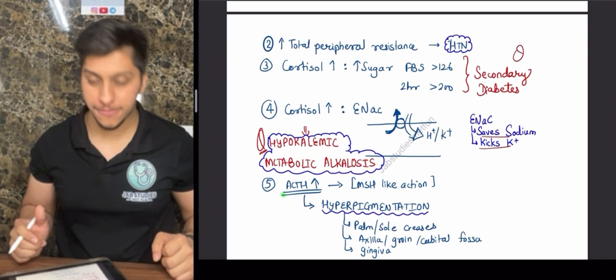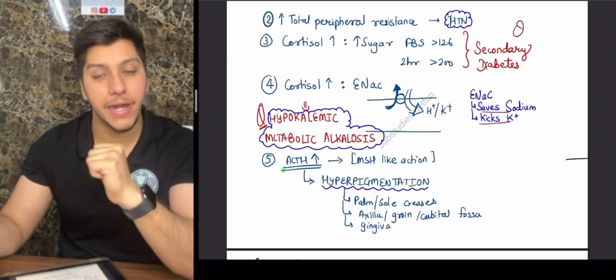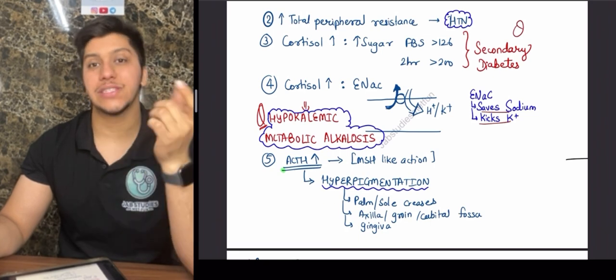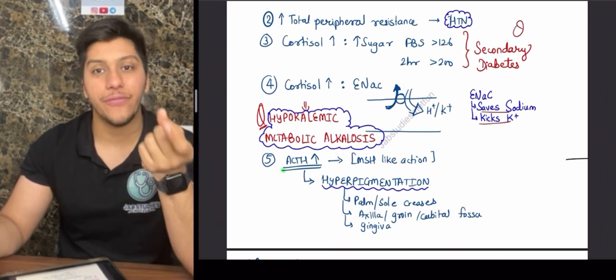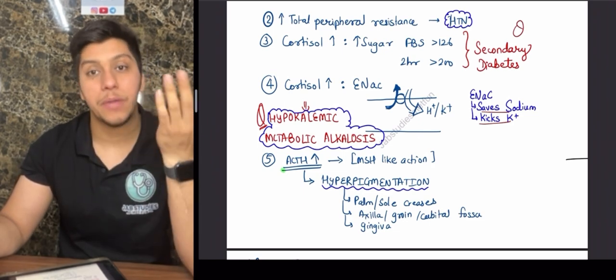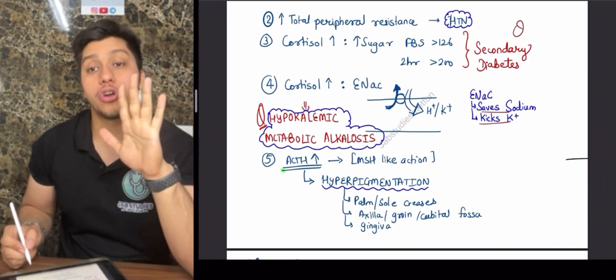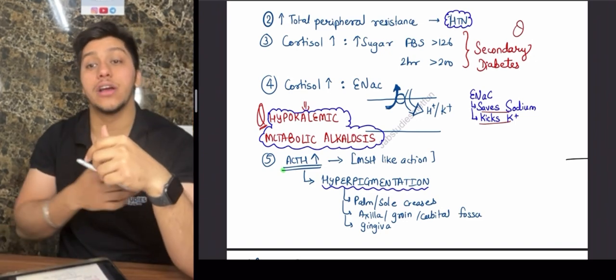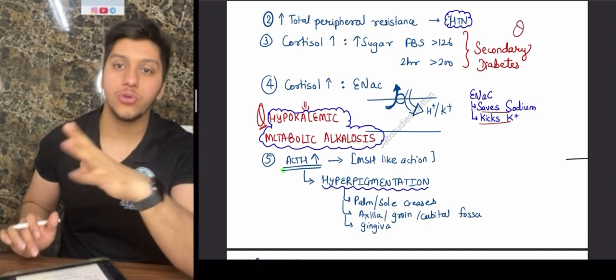metabolic alkalosis. One thing you need to know is that ACTH is kind of similar to melanin. Why? Because the origin within the brain has a common origin, due to which if ACTH is increasing, you will have melanin-like symptoms, which is pigmentation. So patients with Cushing syndrome will also have hyperpigmentation around the palms, the soles, the axilla, groin, and the gingiva as well. So these are the symptoms which you need to know about Cushing syndrome.